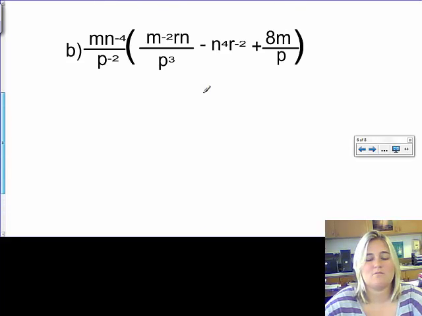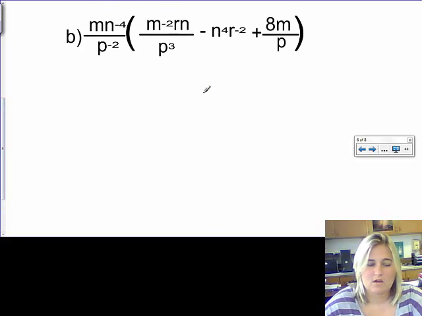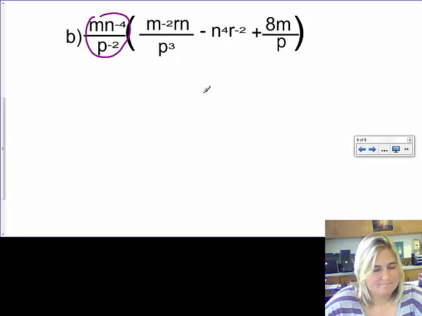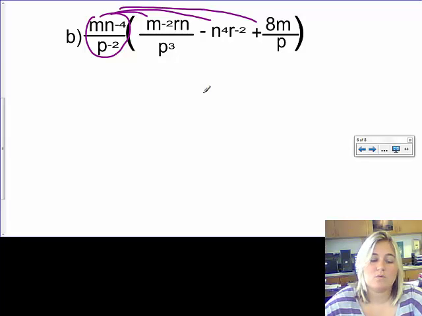This is the more challenging one. I would like for you to try and do it on your own paper, so please pause at this time. On this one, we again are going to take what we have here on the outside of these parentheses and we're going to distribute it to every term on the inside. Our middle term here isn't a fraction, but we can make it 1 by putting it over 1.